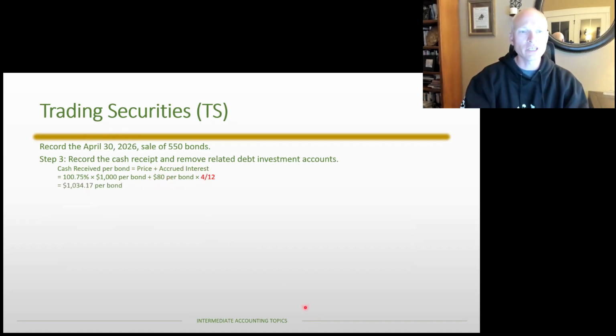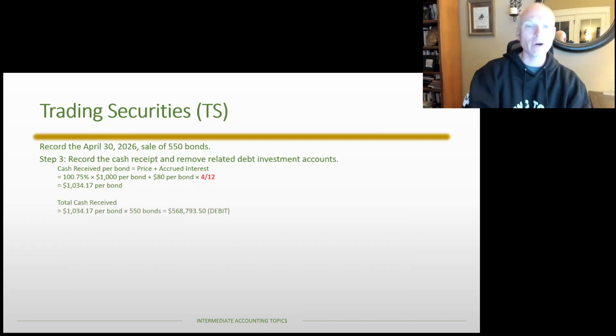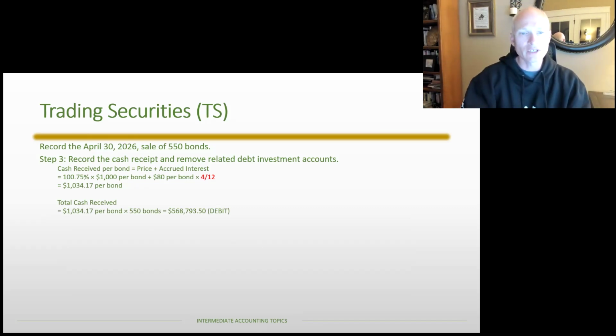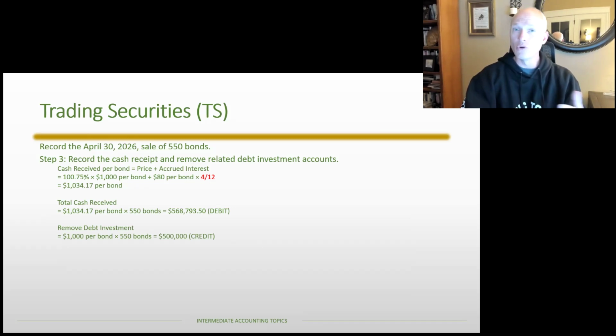And so we are going to receive $1,034.17 per bond. When we apply that to 550 bonds, the total cash that we're going to receive when we sell these bonds is $568,793.50. The next thing we need to do is remove the debt investment. Hopefully that one's not too hard. If you recall, the debt investment is always carried at the par value, which is $1,000 per bond. Again, this is an asset. We're removing that asset, and so it's going to be a credit entry to that asset.